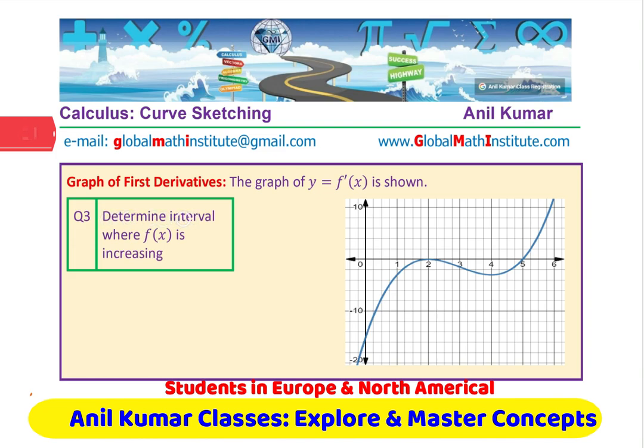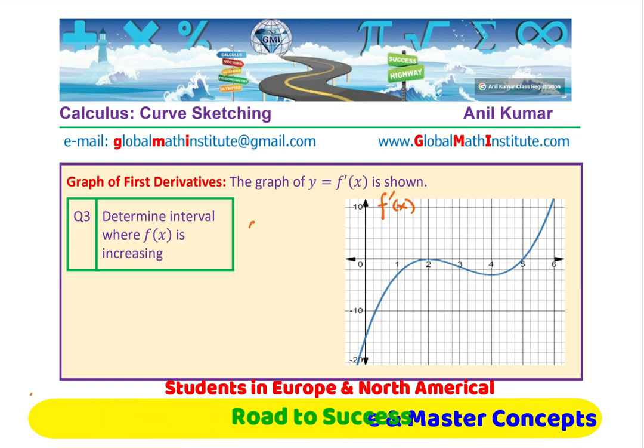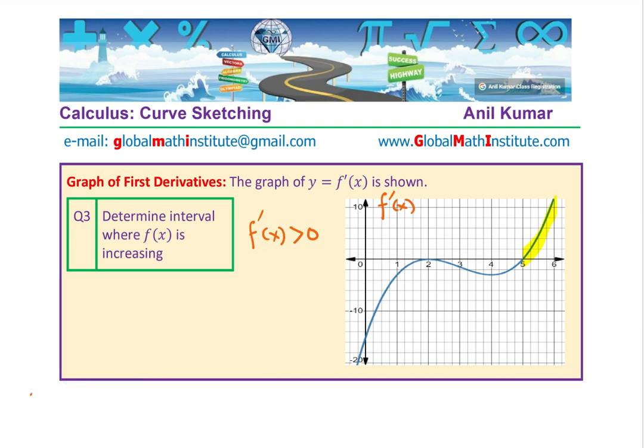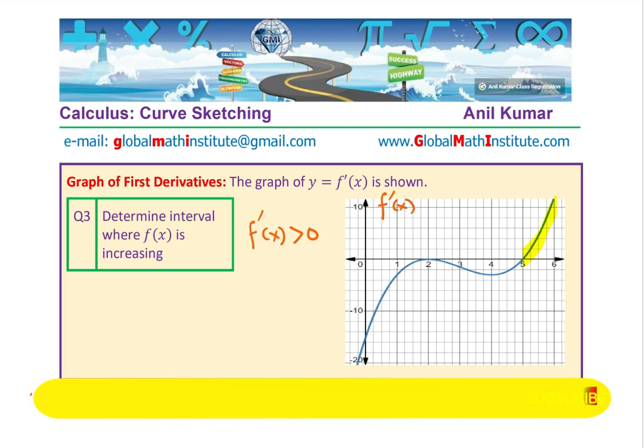Determine the interval where f of x is increasing. We are given the graph of the derivative, right? So increasing means where the derivative is greater than 0. So where is it greater than 0? Well, only in this portion. Do you see that? Very clear. Otherwise, it is negative. And therefore, there is only one interval where it is increasing, and that is from 5 to infinity.